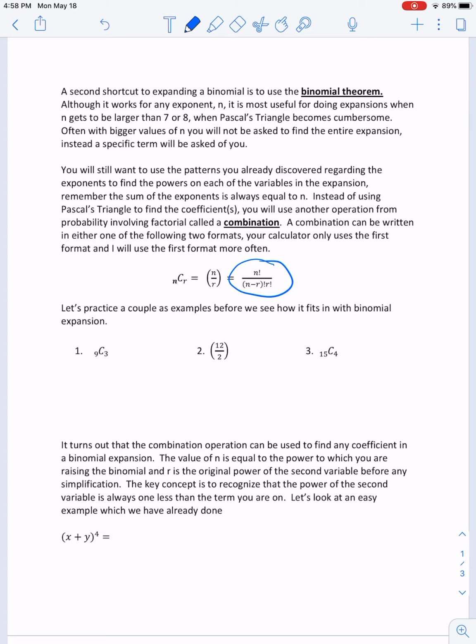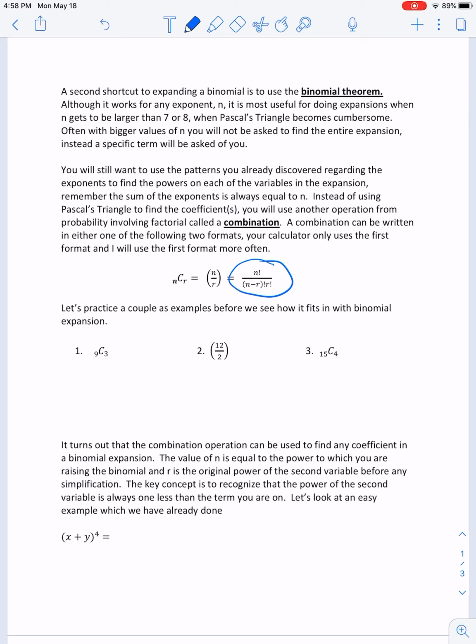Okay, so that's real quick how to use that operation, how to perform it. Now let's see how we can use it to help with binomial expansion. Well, it turns out that the coefficients in binomial expansion are NCRs. They are very specific to that mathematical operation. You just have to know what to plug in for N and what to plug in for R.